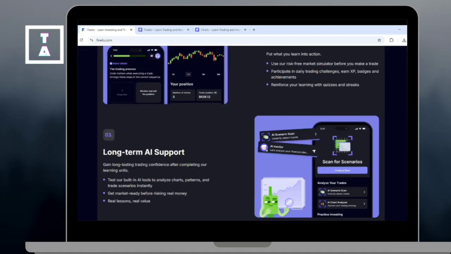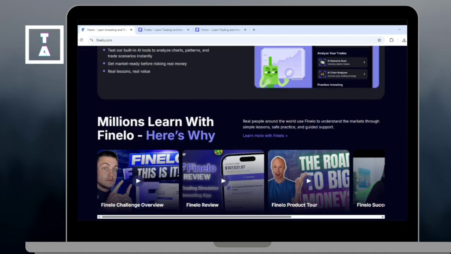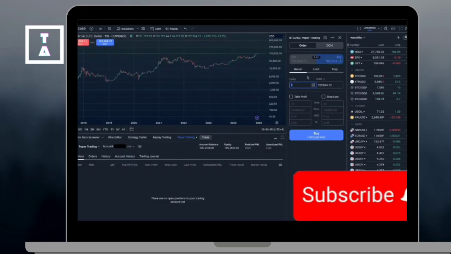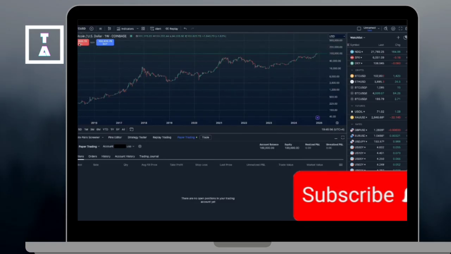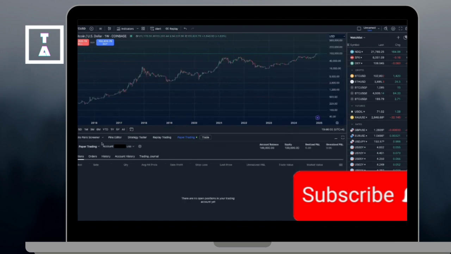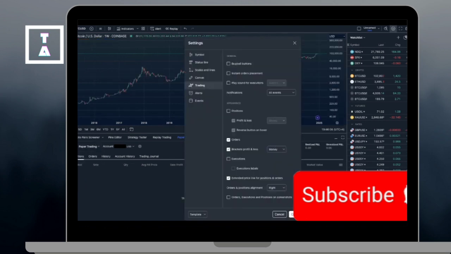You can follow the lessons carefully before placing real trades. And once you're confident, you can apply what you have learned with demo trading or by connecting your own broker. You can also track progress and improve, and Finelo helps you to review your trades, learn from mistakes, and improve your strategy. And that's how you trade on Finelo in 2025.